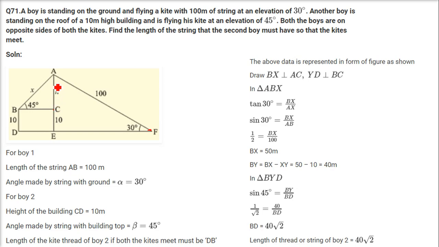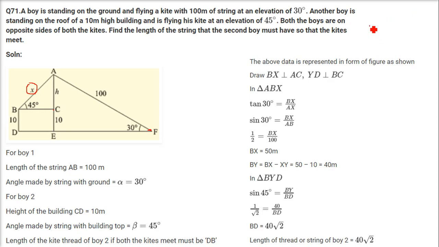Both the boys are on the opposite side of both kites. So here is one kite, the other is one kite. So they are on the opposite side. Find the length of the string that the second boy must have so that the kites meet. Because the length of the string of the first boy is given, this we have to find. So let us take it as x.